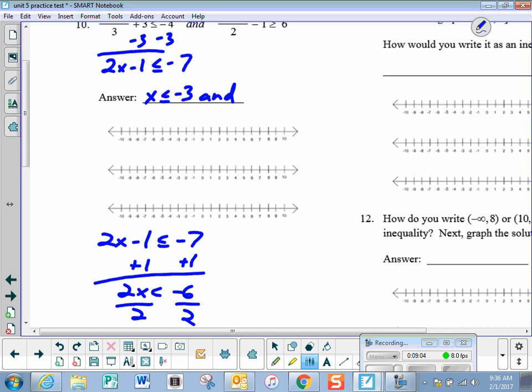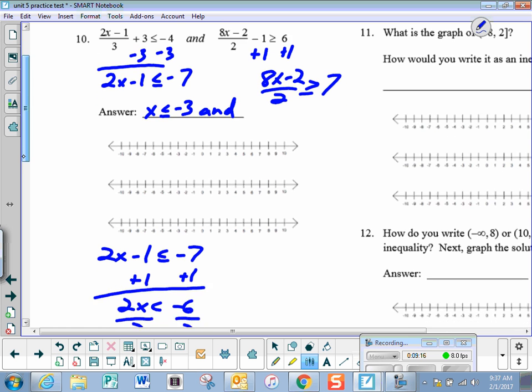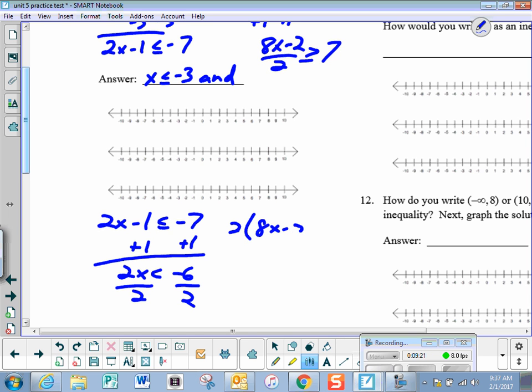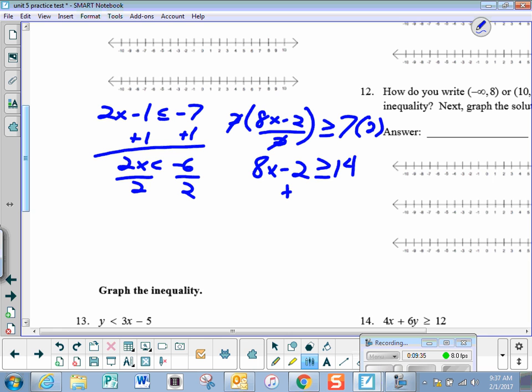And add 1, 8x minus 2 divided by 2 is greater than or equal to 7. Multiply both sides by 2, and I get 8x minus 2 is greater than or equal to 14. Add 2 to both sides. So I get 8x is greater than or equal to 16. Divide both sides by 8. X is greater than or equal to 2.